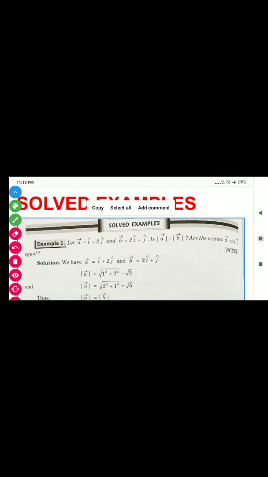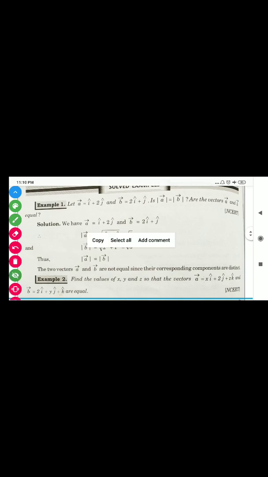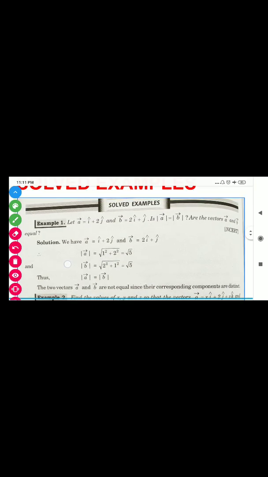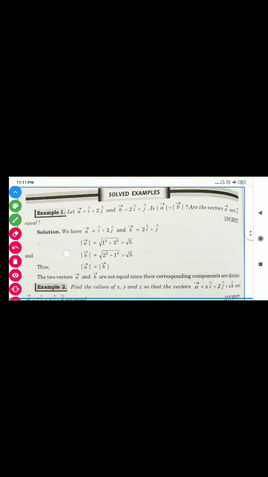Example number 1 is: let vector a equal i plus 2j and vector b equal 2i plus j. Is vector a equal to b? Students, they are asking us, is vector a equal to b? So are the vectors a and b equal?